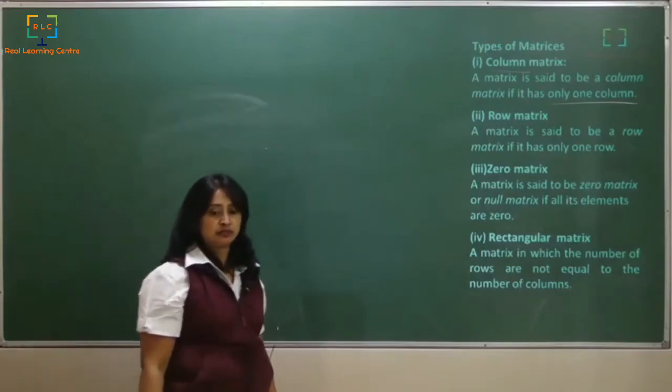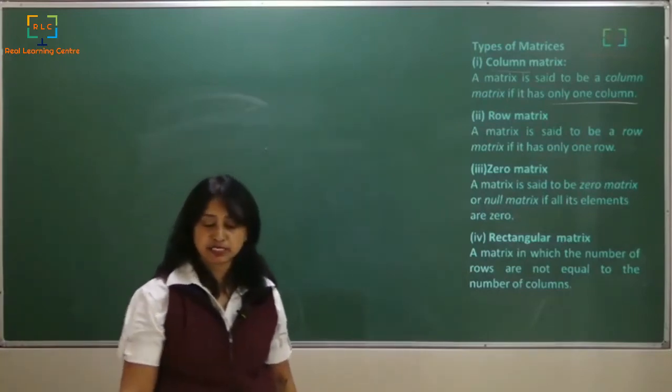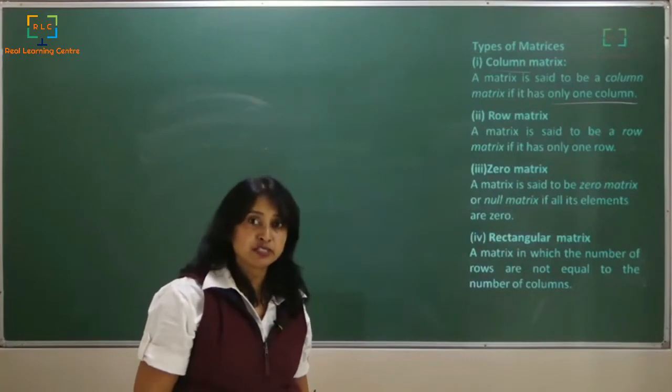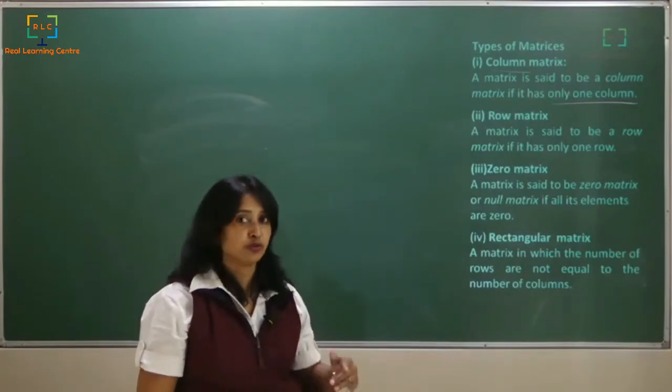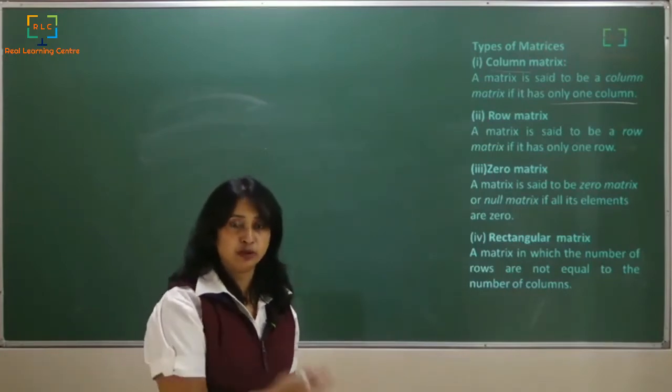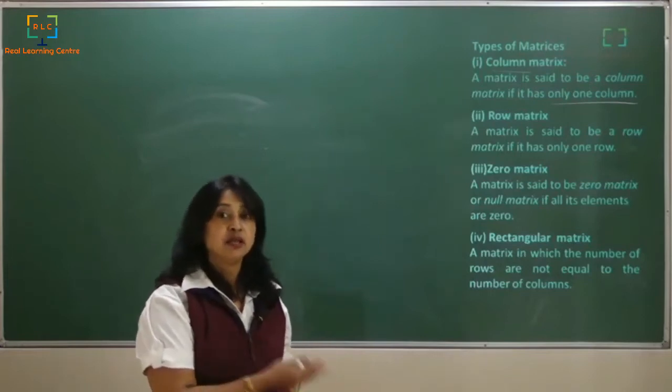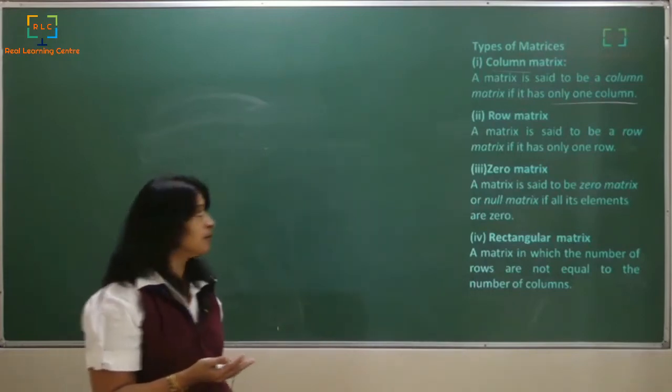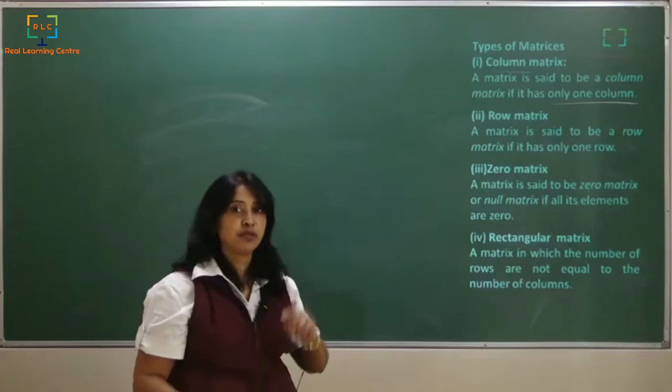When operations on matrices come up, especially multiplication of matrices, order plays an important role. You should be very careful about what the order is, and what the order of the resulting matrix will be after multiplication. In that concept, the row matrix and column matrix are very important.